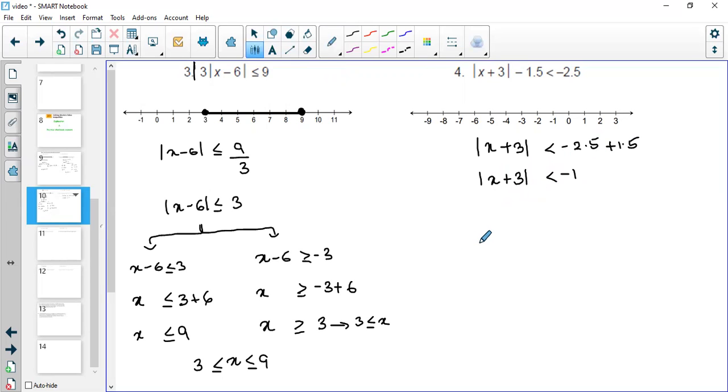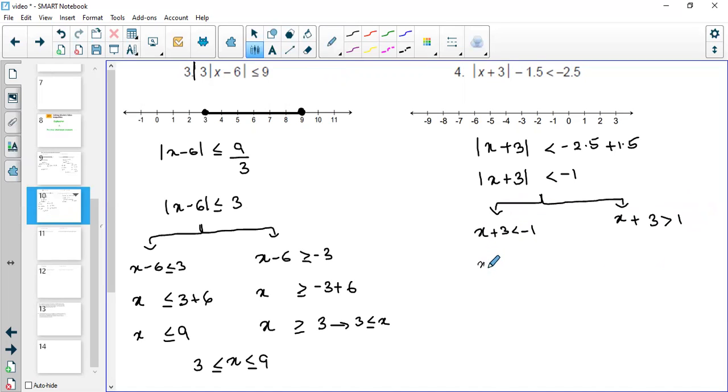You are again going to give the two possibilities. So one of the possibilities for this question is going to be x plus 3 is less than -1, and another one is going to be x plus 3 is greater than 1, because it's going to be the opposite, right? So less becomes greater, negative 1 becomes a positive 1.